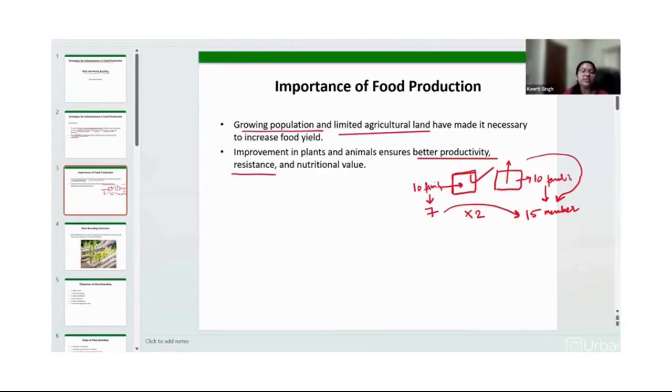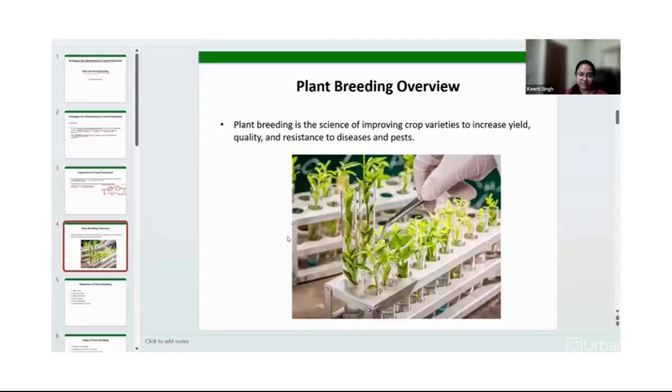Resistance, for example, in case of plants, and nutritional value. Ultimately, what kind of product are we getting from the plants or animals? For example, if we are talking about cattle and livestock, we want to have pure milk, and the nutritional value of the milk must increase, right? For that purpose, scientists have taken into account the breeding patterns, right?